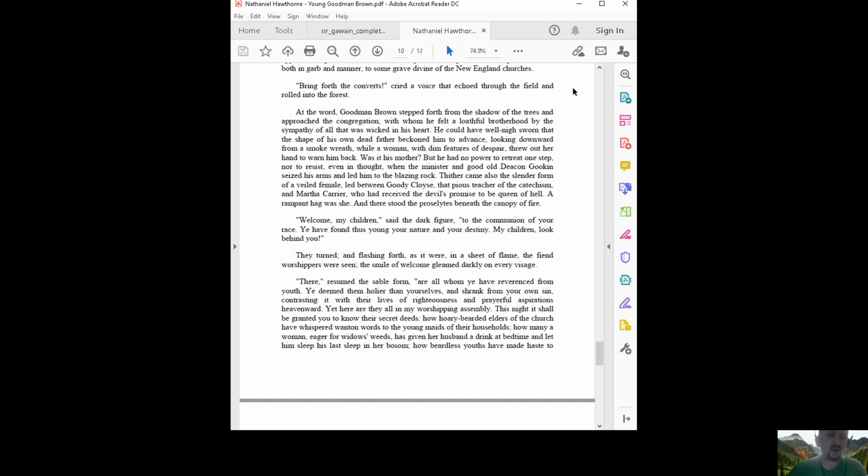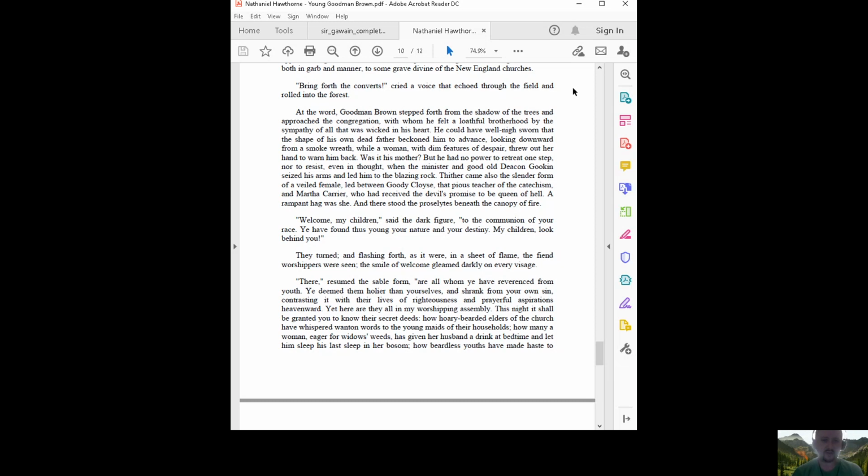nor to resist even in thought, when the minister and good old Deacon Gookin seized his arms and led him to the blazing rock. Thither came also the slender form of a veiled female, led between Goody Cloyce, that pious teacher of the catechism, and Martha Carrier, who had received the devil's promise to be the queen of hell. Sure, why not? A rampant hag was she, and there stood the proselytes beneath the canopy of fire.